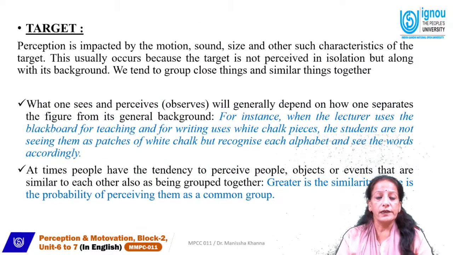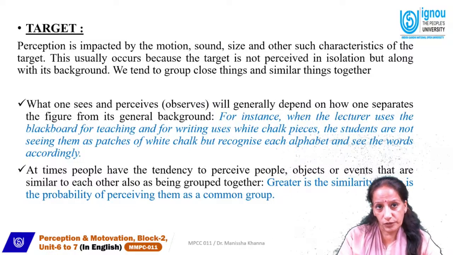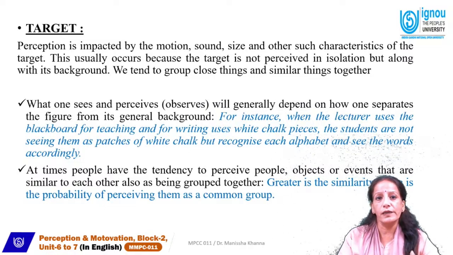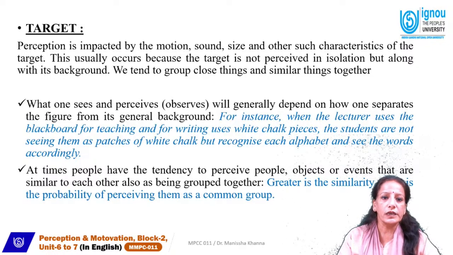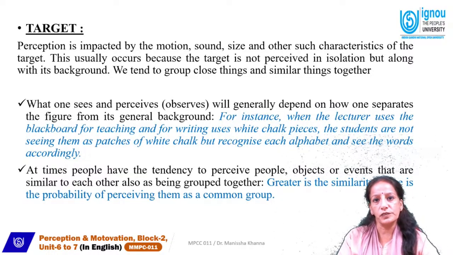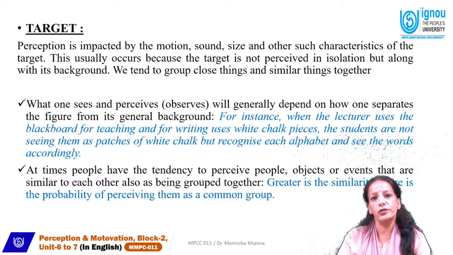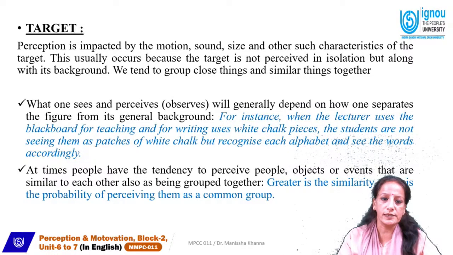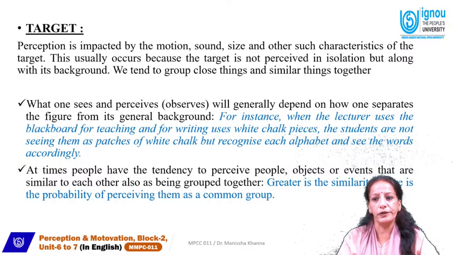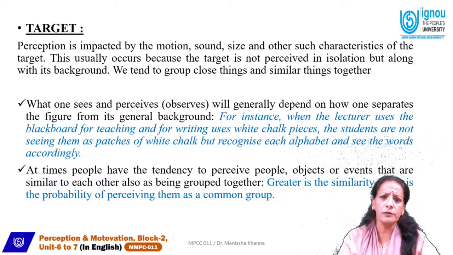Second is target. Target is when the perception is impacted by some motion, sound, size, and some characteristics of the target. This usually occurs because the target is not perceived in isolation but along with its background. We tend to group close things and similar things together. What one sees and perceives will generally depend on how one separates the figure from its general background.